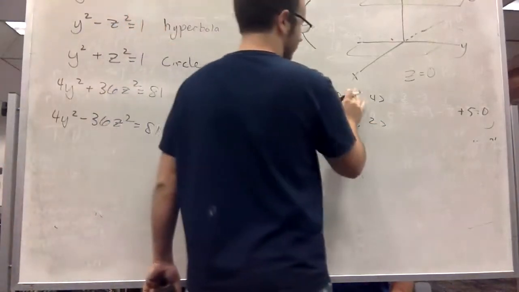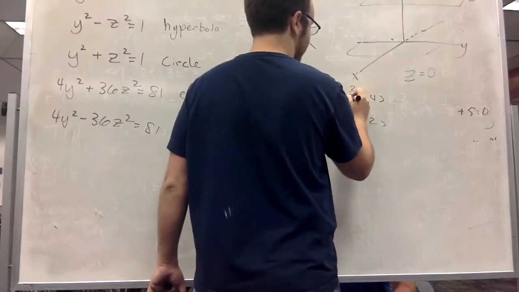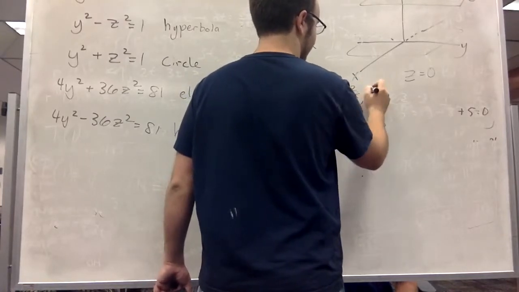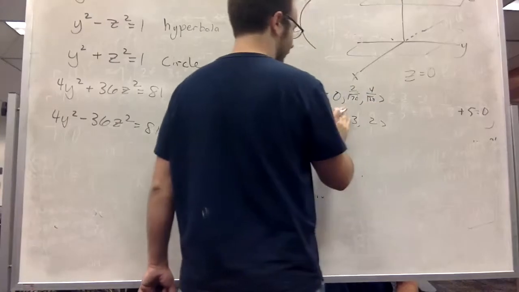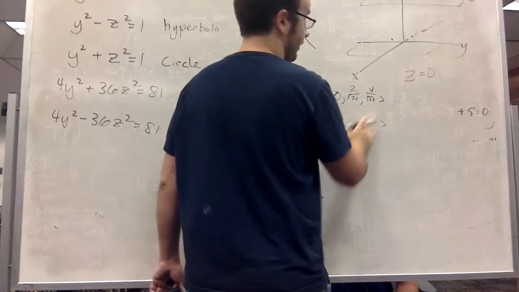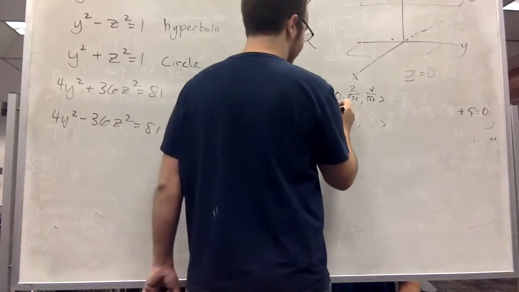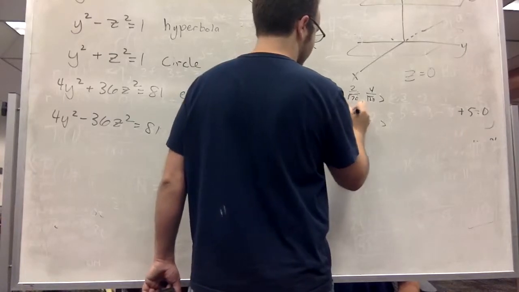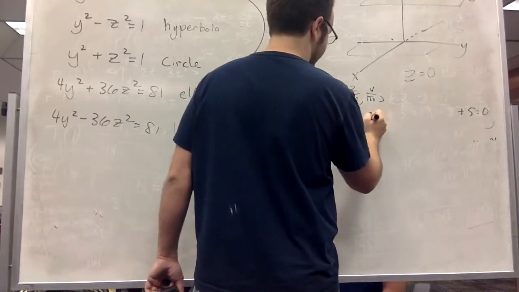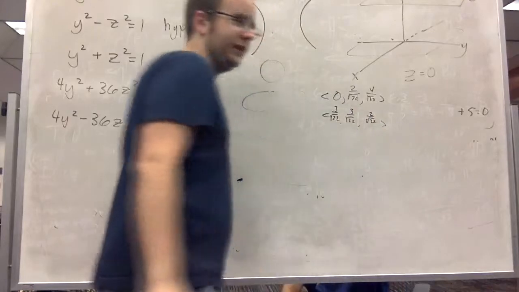So this would be 2 over root 20, 4 over root 20. That's a unit vector. And this guy would be 9 plus 9 is 18 plus 4 is 22. So 3 over root 22, 3 over root 22, 2 over root 22. Those are some ugly numbers, but it's fine.